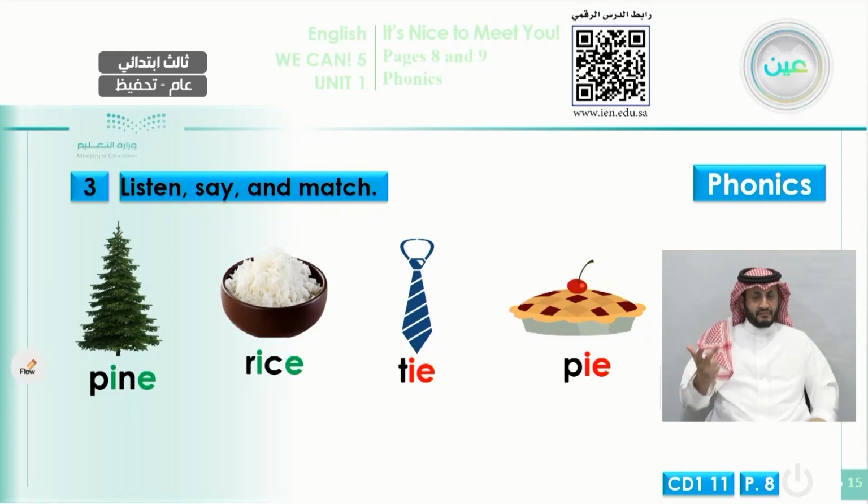Exercise 3. Listen, say, and match. Listen to words with I and clever E, and words with IE. They make the same sound, I. Let's practice. Number 1, rice. Number 2, pine. Number 3, pie. Number 4, tie. Now match words and pictures.